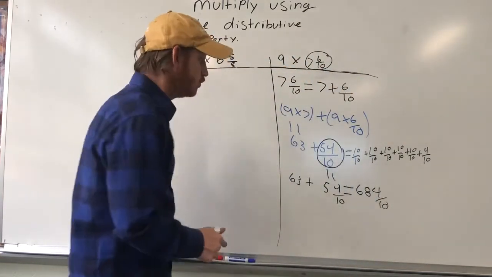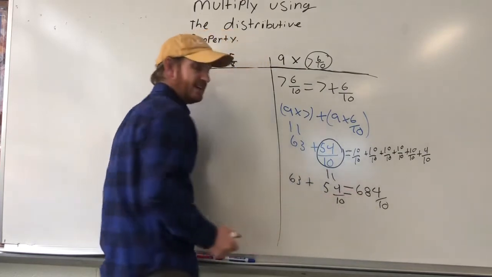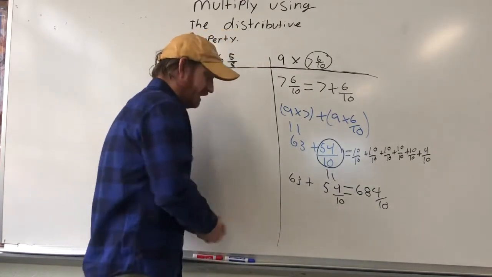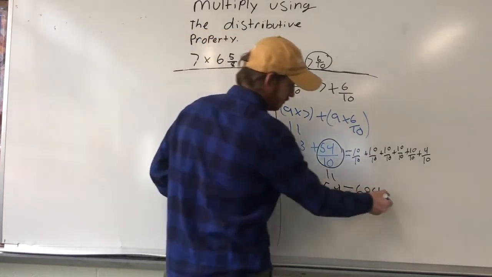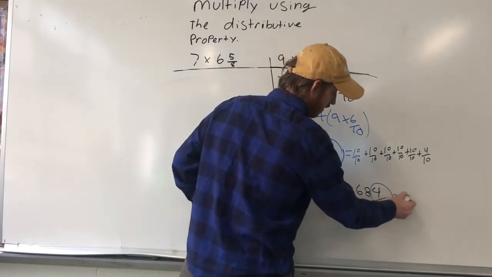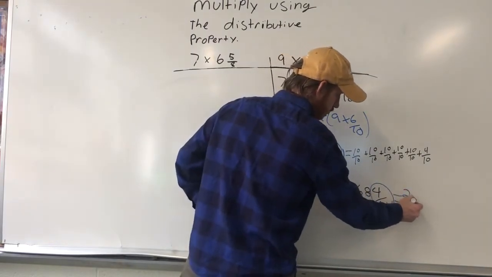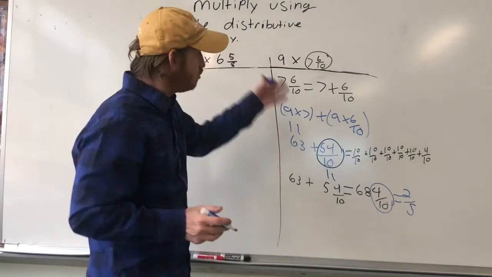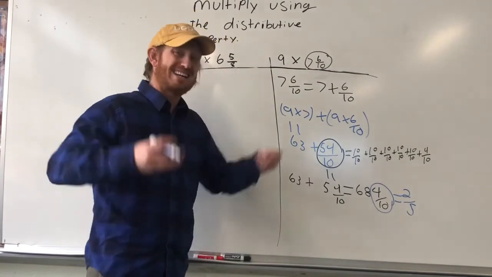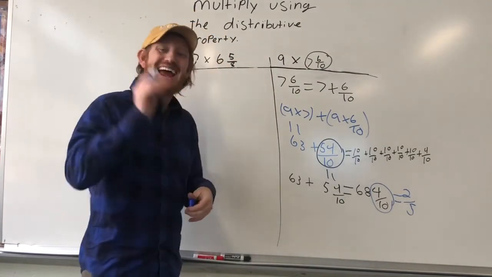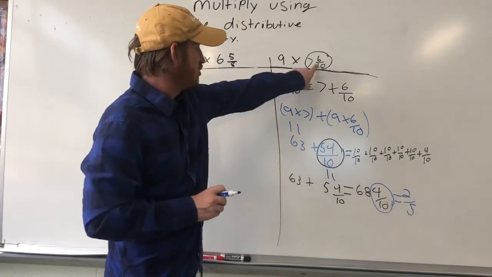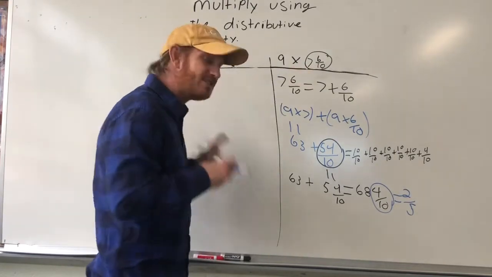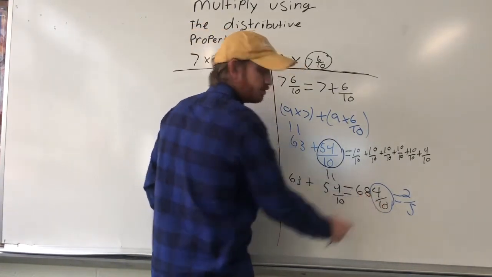Now, if you wanted to, you could even simplify the 4/10 further into 2/5, because 2 goes into both of them. But because our problem didn't ask us to simplify it in the most simple form, and because our problem started in tenths, it's okay if you leave your answer in tenths as well.